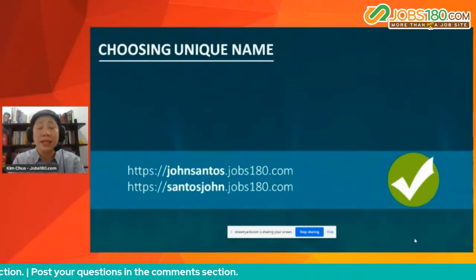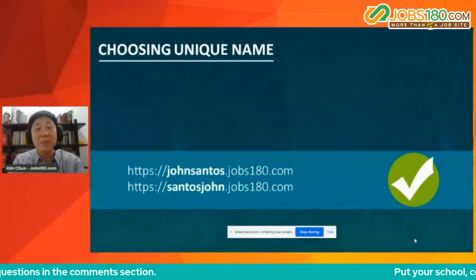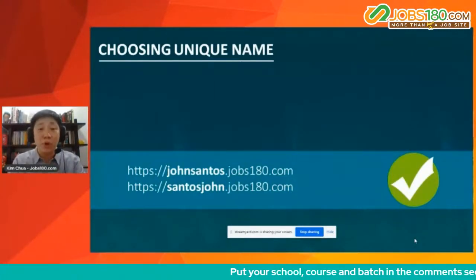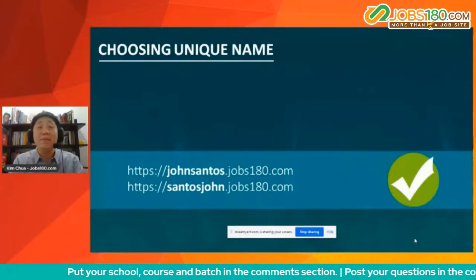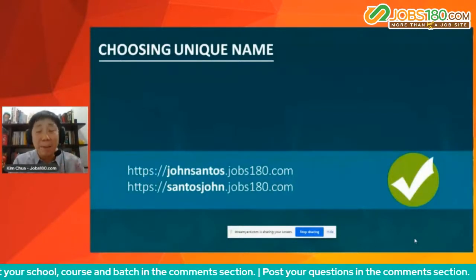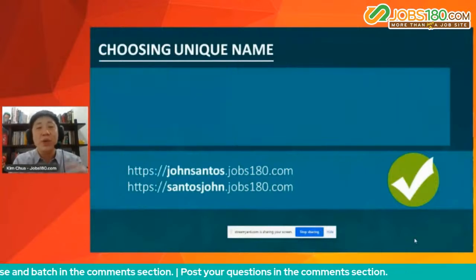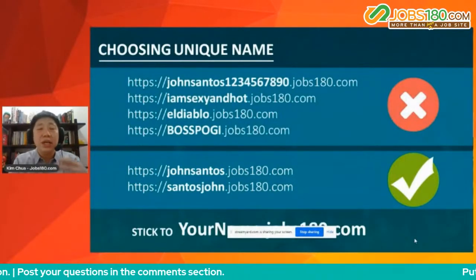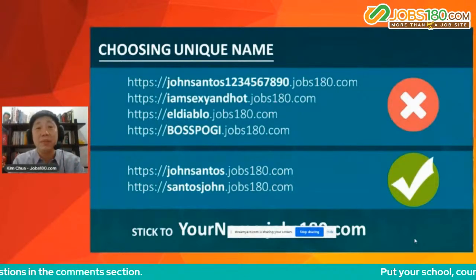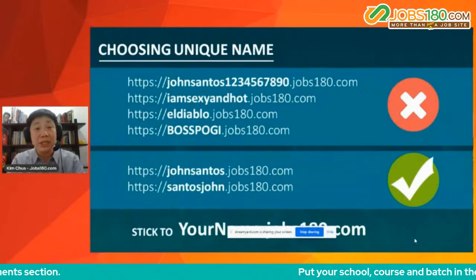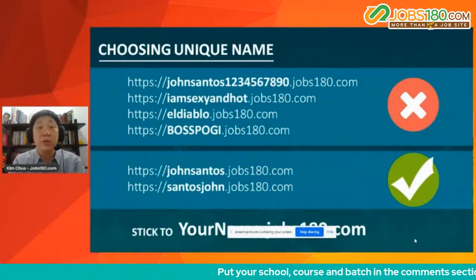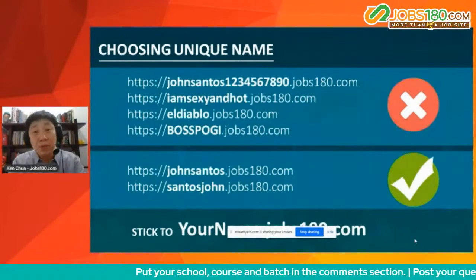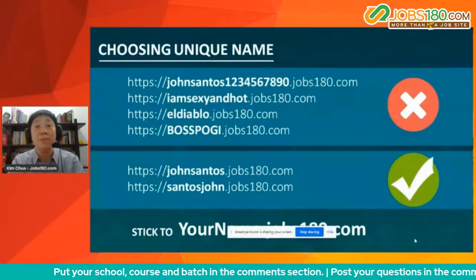Huwag kayong malungkot. Pag taken na, okay lang, just be creative. Pwede mo gawin, baliktarin mo. Gawin mo santosjohn.jobs180.com o kaya J Santos o kaya Santos J o kaya JS o kaya SJ. Depende kung ano gusto mo gawin. Basta importante, wala kang kapangalan. Okay, wala kang kapareho. Now, when you do this, huwag kayong OA. Do not create yung mga ganong klaseng over-creative na mga resume link because it doesn't look professional. Imagine submitting to a company with your resume link that says eljablo.jobs180.com. Hindi yan mukhang professional.